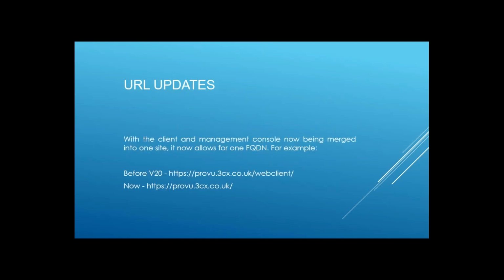So in terms of the URLs and the updates around the URL changes, it's quite simple really. Because now everything is eventually going to be merged into one client, there's only a need for one FQDN. We've got an example here where in the past it would have been proview.3cx.com/web client, whereas now it's just going to be proview.3cx.co.uk. Making things simpler and saving time, because you don't have to go into a different portal or log in with additional details.